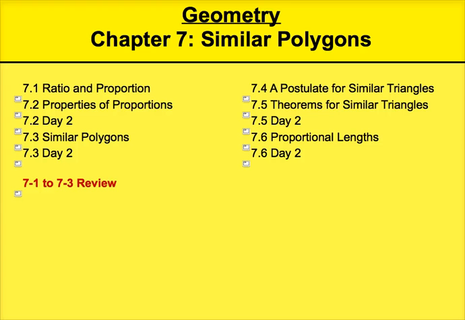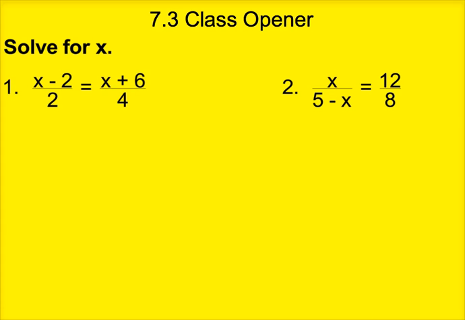Chapter 7, Similar Polygons. Today we're going to cover Section 7.3, Similar Polygons. Your class opener, solve for x. So since you are solving proportions, you should be cross-multiplying.